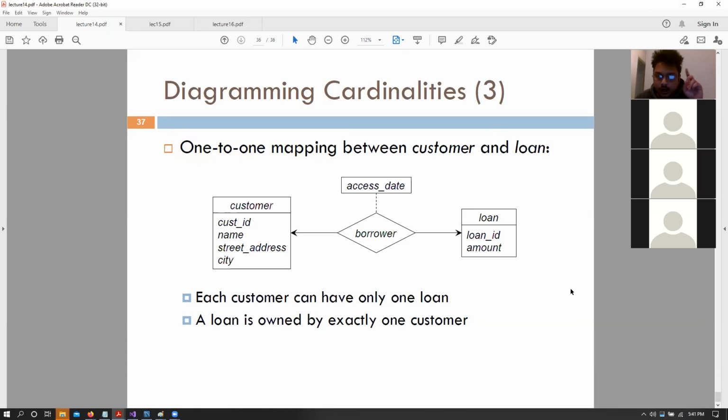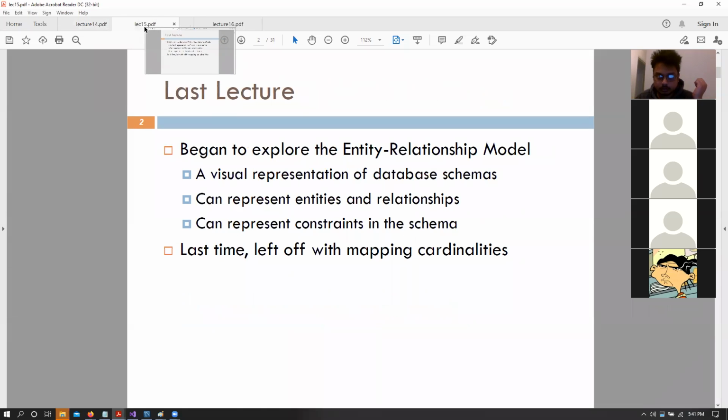And then we had one-to-one mapping between customer and loan. That meant that each customer can have only one loan, and one loan is owned by exactly one customer. So depending upon the requirements posed upon whatever that database is, we can design our database in terms of this ER diagram, right? Okay. So any questions for this before we move on to the next thing?